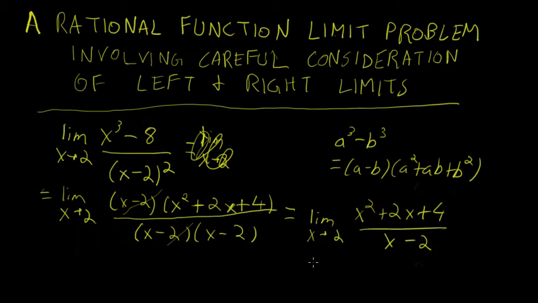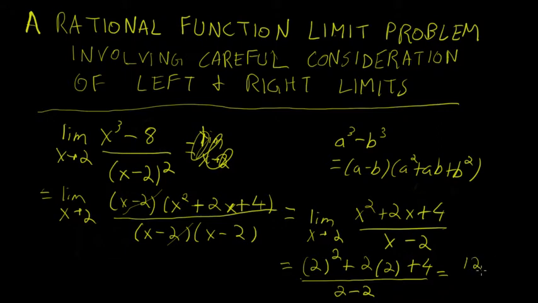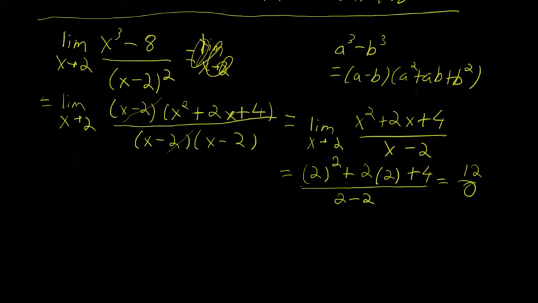So in the numerator, as x gets close to 2, x squared gets close to 2 squared, 2x gets close to 2 times 2, and 4 is just 4. The denominator we have 2 minus 2. So 2 squared is 4 plus 4 plus 4 is 12 over 0. So you may be tempted to say this is positive infinity, right? 12 over 0 is positive infinity.